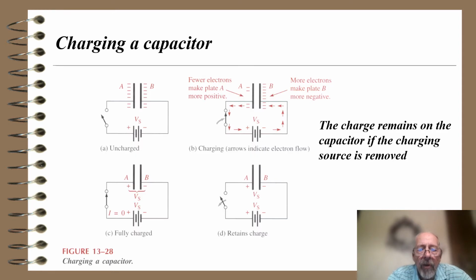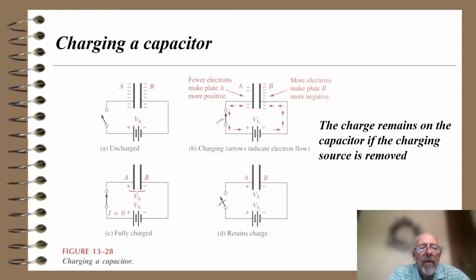So this graphic shows, in figure 13-28, charging a capacitor. If we take a look at part A of that figure, you see it shows plates A and B, and there are free electrons on both of those plates. There's a battery, V sub S, there with plus and minus, and a switch. The switch hasn't been closed yet, but if we move over to figure B, what happens is we close the switch and the positive side of the battery will attract the electrons away from plate A, and from the negative side of the battery, more electrons will spread out and make plate B more negative. So plate A will become more positive, B more negative.